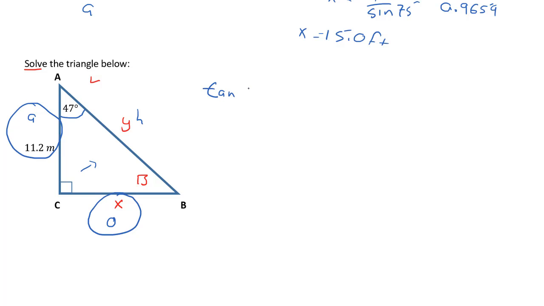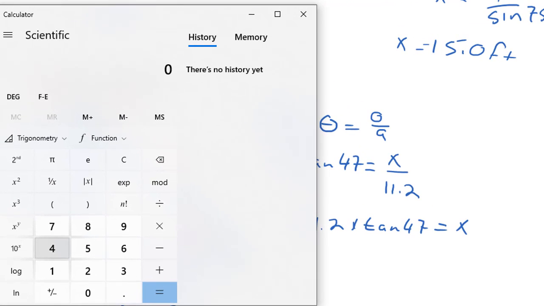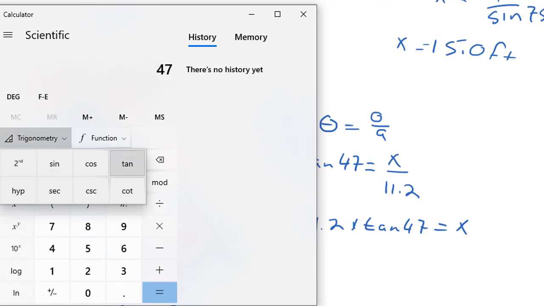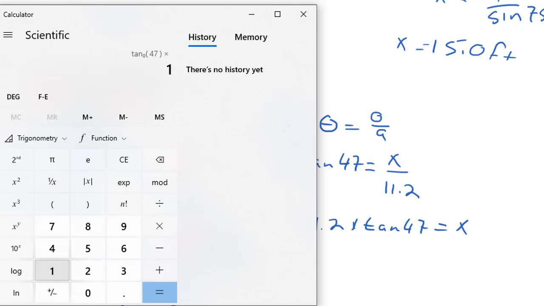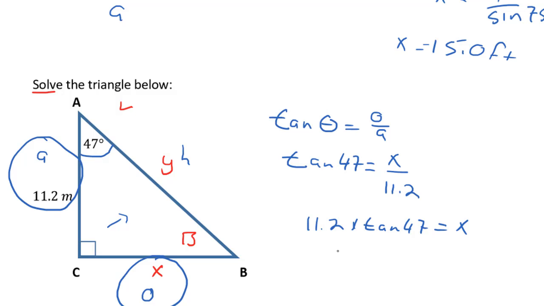We get tan of theta equals opposite over adjacent. Plugging in the information we know, I get tan of 47 is going to equal opposite, which is x, over adjacent, which is 11.2. I'm going to do my cross multiplying to isolate x, and I end up getting 11.2 times tan of 47 is going to equal x. Pulling up my calculator, I'm going to start by calculating the tangent of 47. So I type in 47 first, trig, and then tan, and then times 11.2. And that tells me that x is going to equal 12.0.